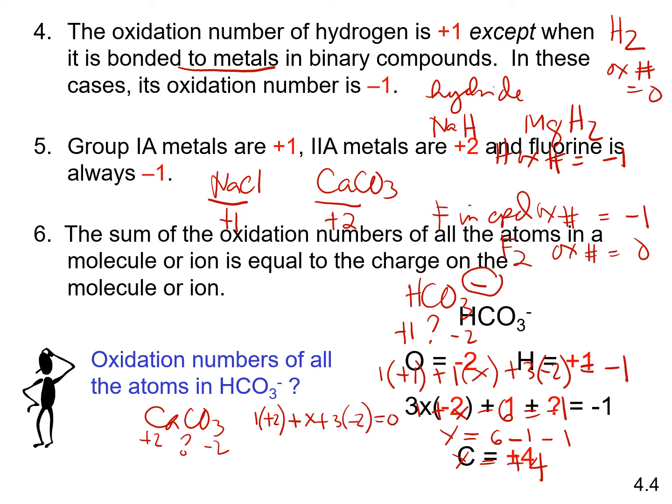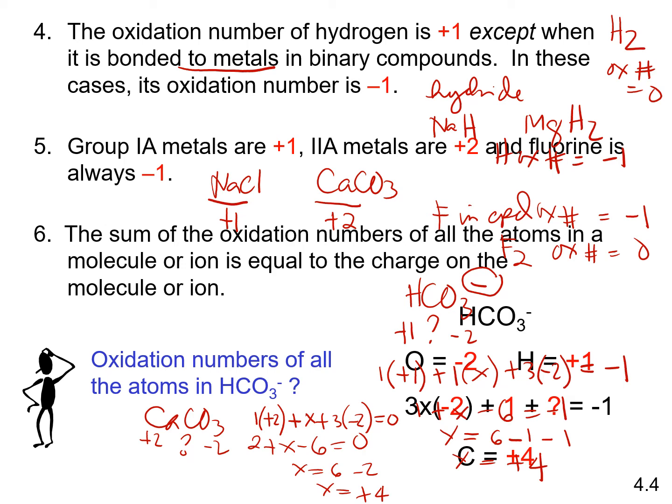So we have 2 plus x minus 6 equals 0. So x is equal to 6 minus 2, x is +4. Our carbon is +4. So basically, these are the basic rules in assigning oxidation numbers.